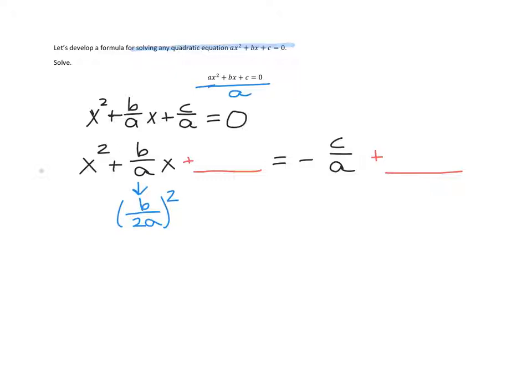So we're going to have to use our exponent rules and distribute that exponent to all of our terms, and it ends up being b squared over 4a squared. And now whatever we do to one side, we do the other. So we're going to add b squared over 4a squared. And while we're at it, let's combine our fractions on the right. So we need a common factor of 4a squared. So for negative c over a, we're going to have to multiply by 4a on the top and the bottom.